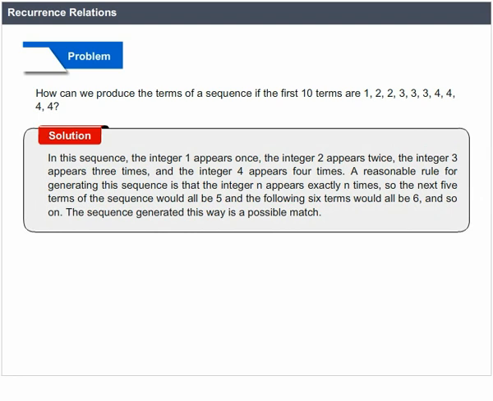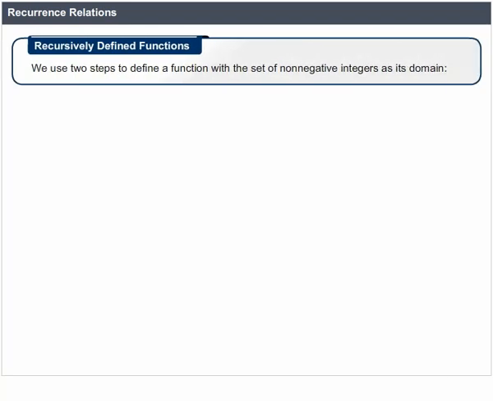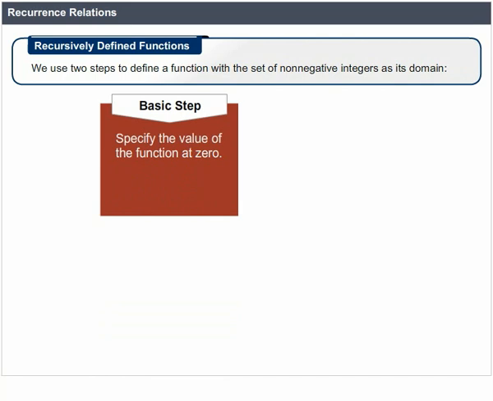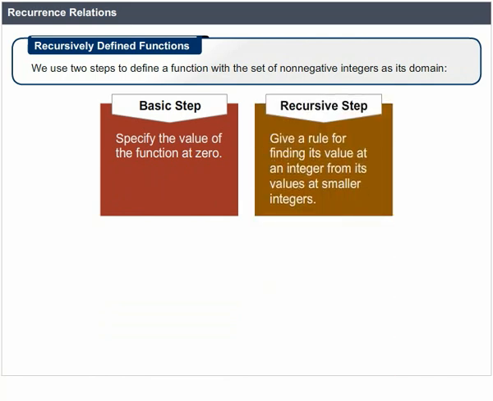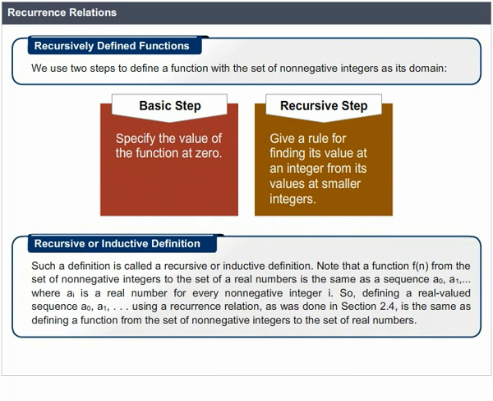Recursively defined function. We use 2 steps to define a function with a set of non-negative integers as its domain. Basic step: specify the value of the function at 0. Recursive step: give a rule for finding its value at an integer from its value at smaller integers. Such a definition is called a recursive or inductive definition.